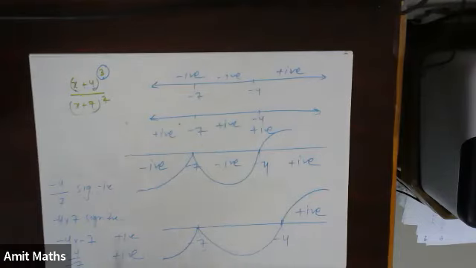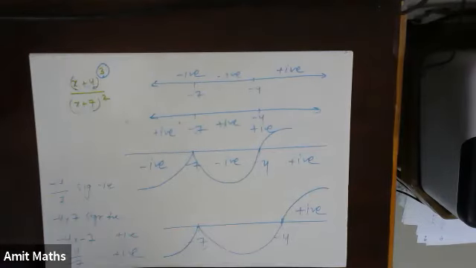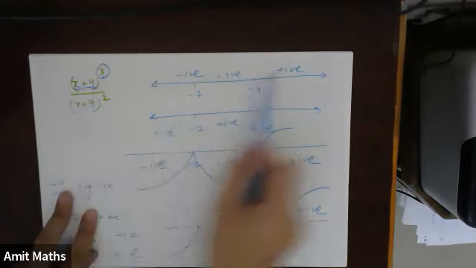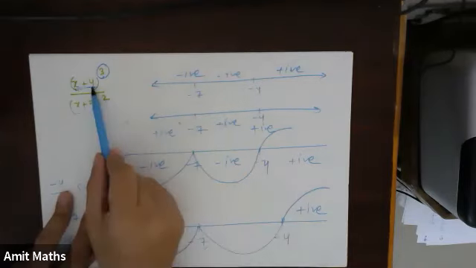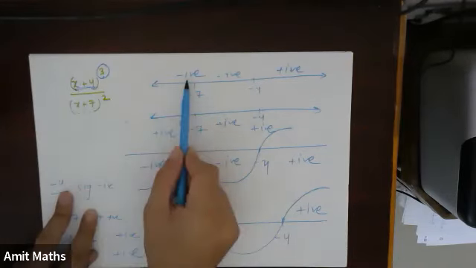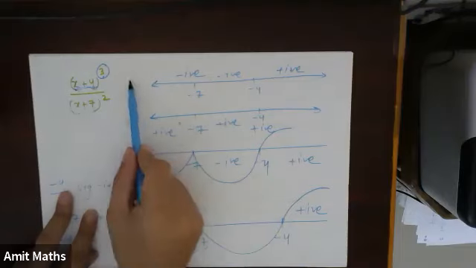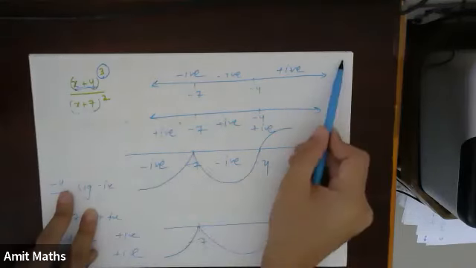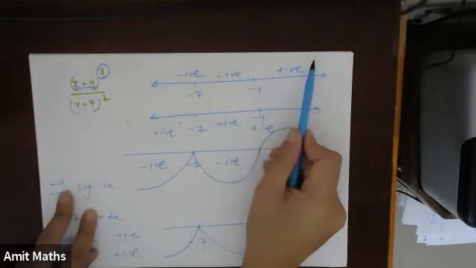Overall the sign is not changing because of this minus 7. But when we reached minus 4, this x plus 4, when we reached the root of this minus 4, here it was negative. When it became more than minus 4, this became positive. So the sign of this overall changed.